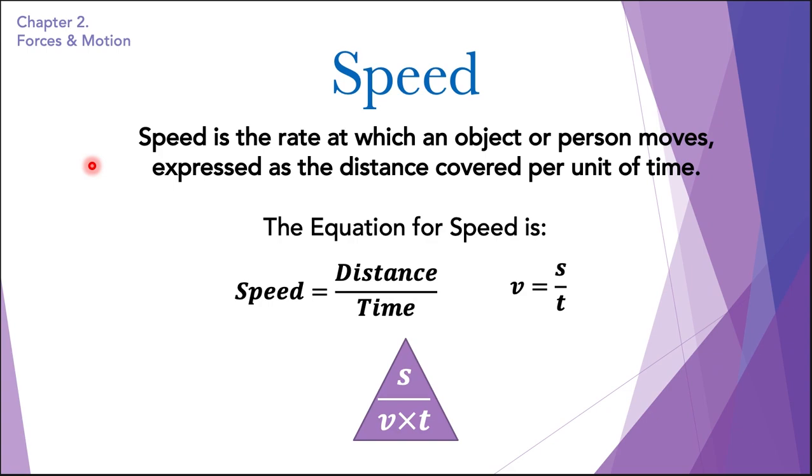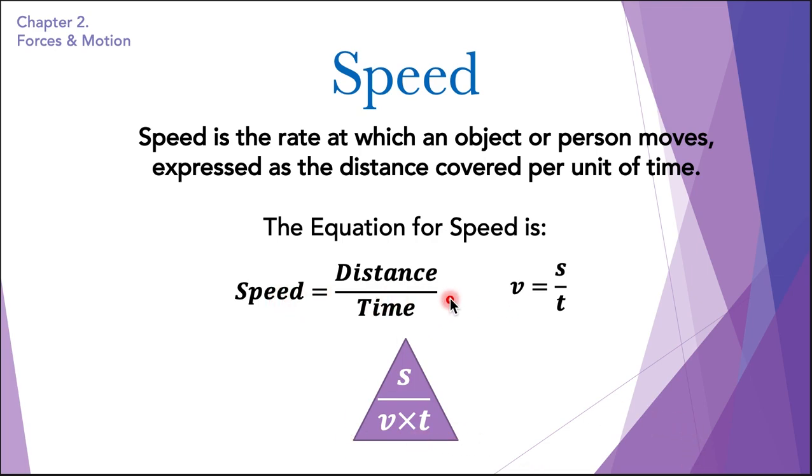First, let's understand what speed is. Speed is the rate at which an object or person moves, expressed as the distance covered per unit of time. The equation for speed is this. Speed is equal to distance upon time, and in symbols we write it as v is equal to s upon t. s represents distance, t time, and v speed.